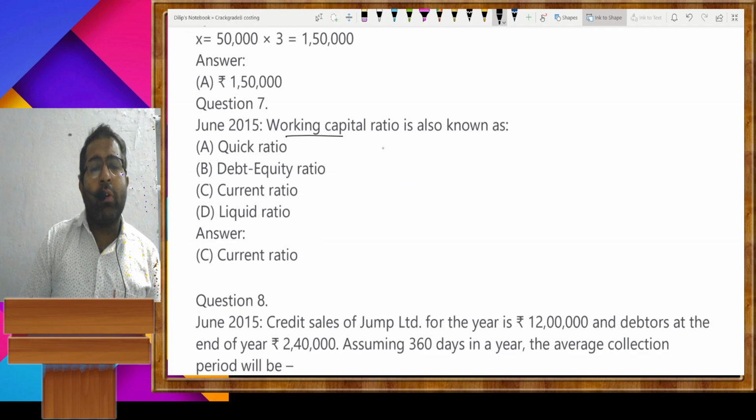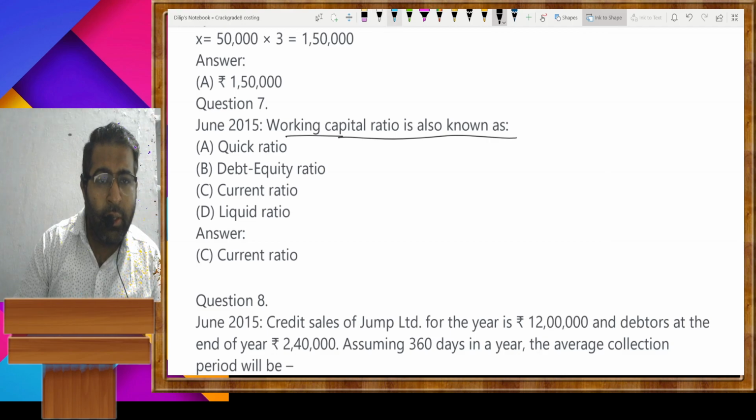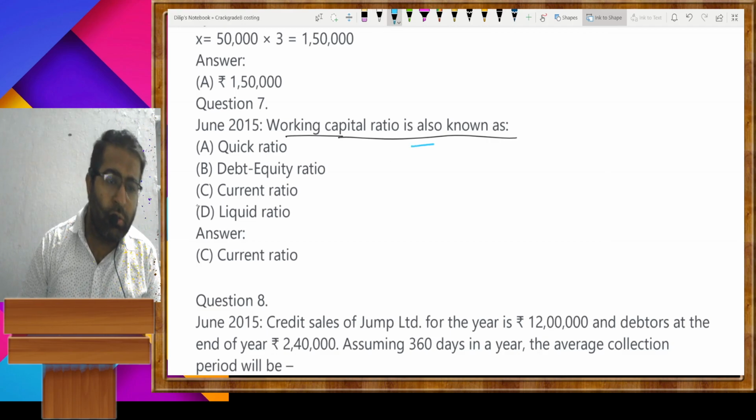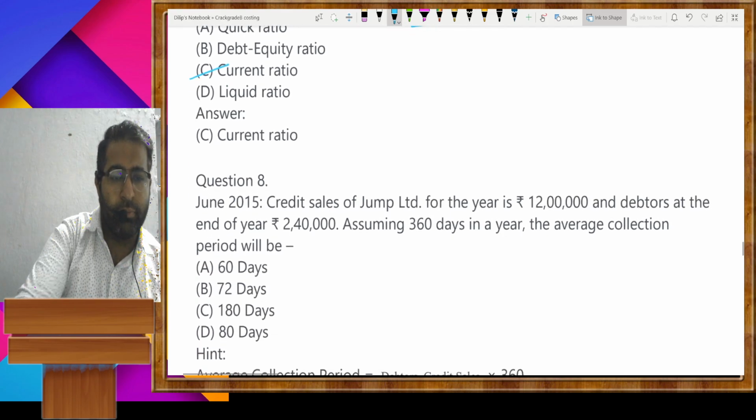Working capital ratio is also known as current ratio. Just make a clarification, theoretically it can be asked.